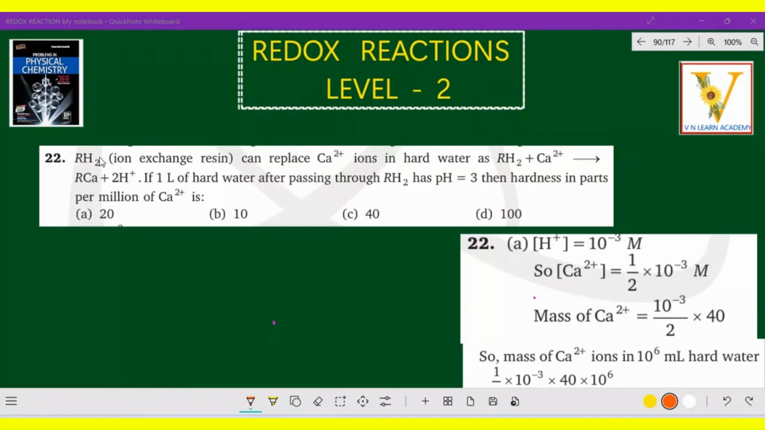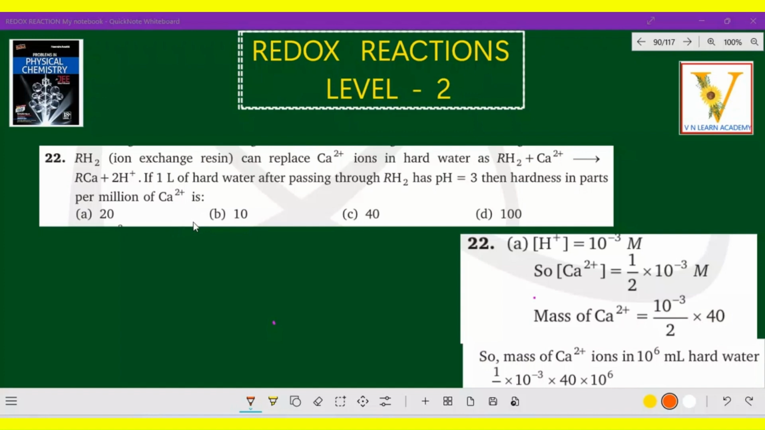The next question: RH2 ion exchange resin can replace Ca2+ ion in hot water, as RH2 plus Ca2+ gives RCa plus 2H+. If 1 liter of hot water after passing through RH2 has pH equal to 3, then what is the hardness in parts per million of Ca2+? Come on, let us check how to approach the question.